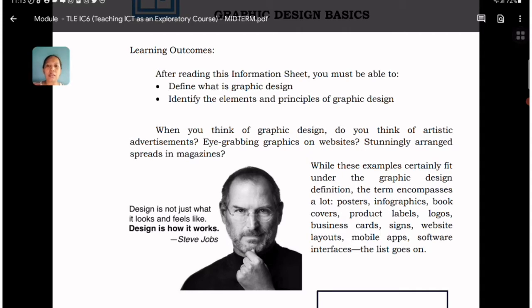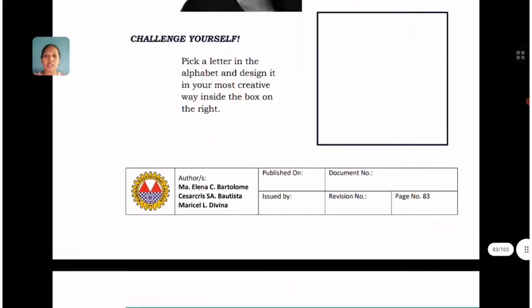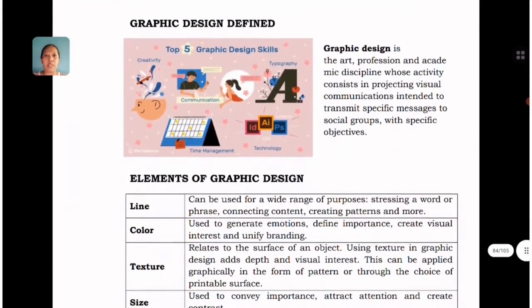So we have here Steve Jobs. So sabi niya, design is not just what it looks and feels like. Design is how it works. So once we put design into our product, dapat may function din yung design na yun. So alamin natin, ano ba yung graphic design?